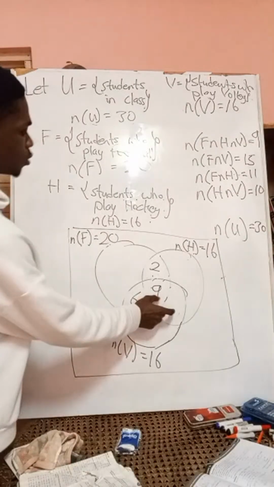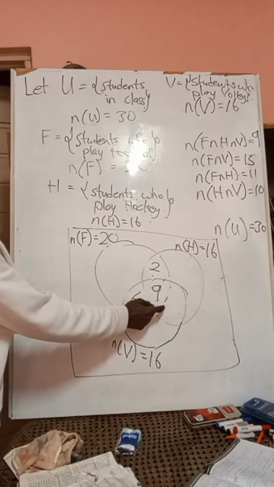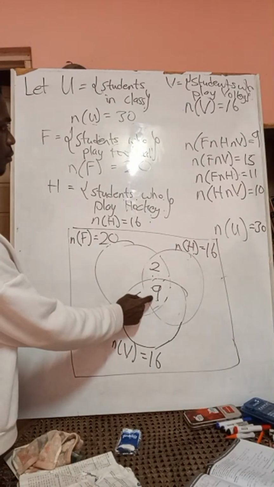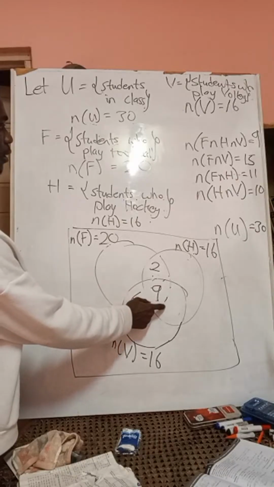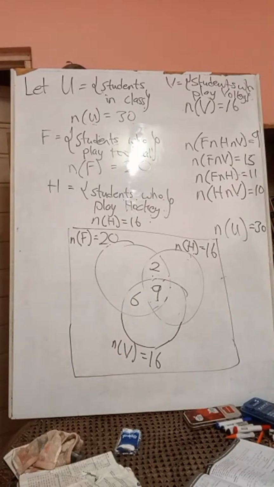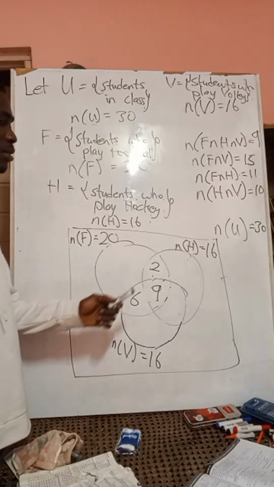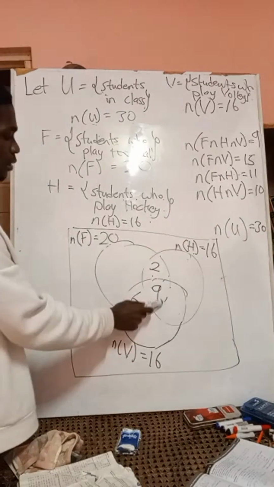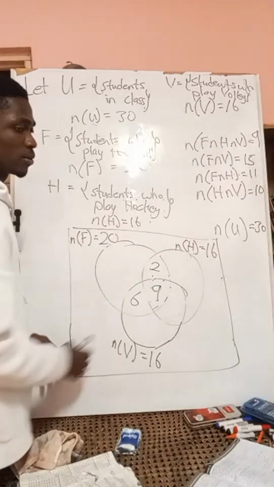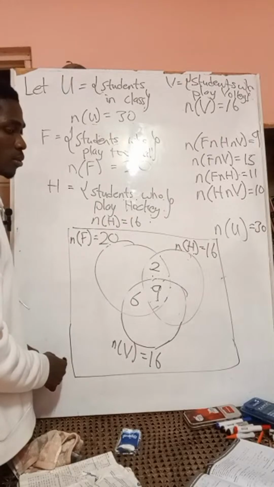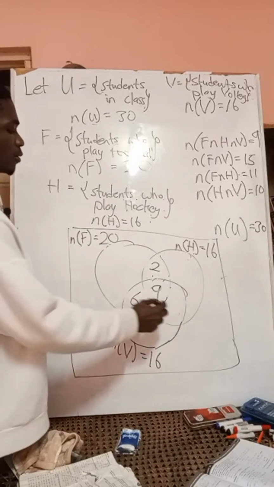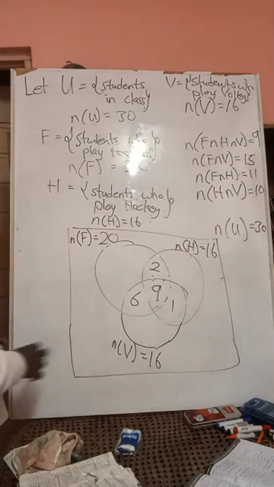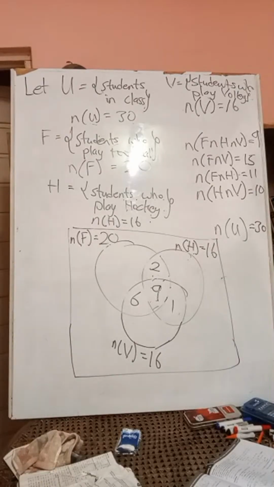Now this side 2, this side 9, this is 9, right? They said H intersection V is 10. This is 10. And then this is this region. So here would be 1. That's it. So now we are done with this side. Let's see the question.